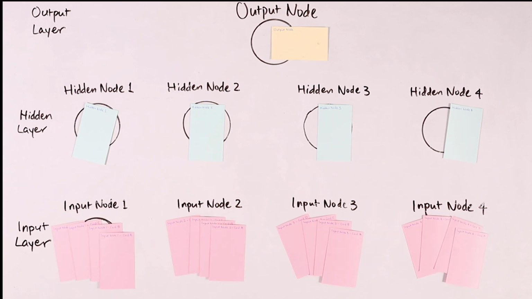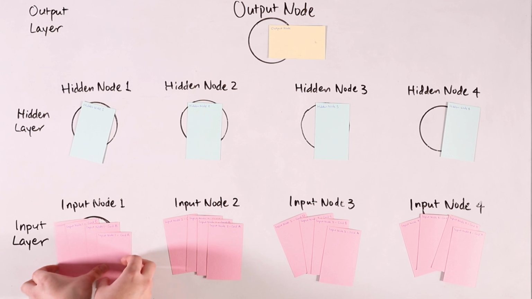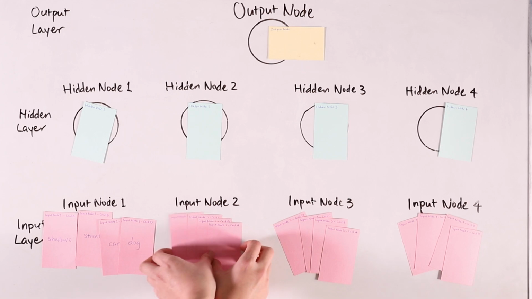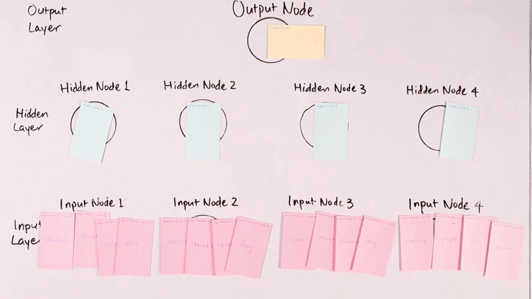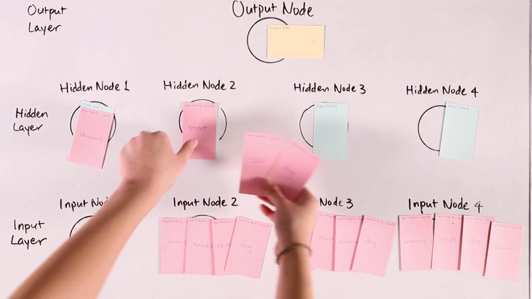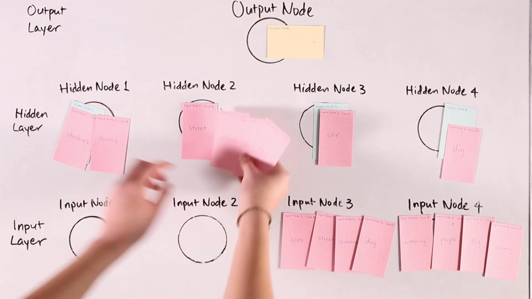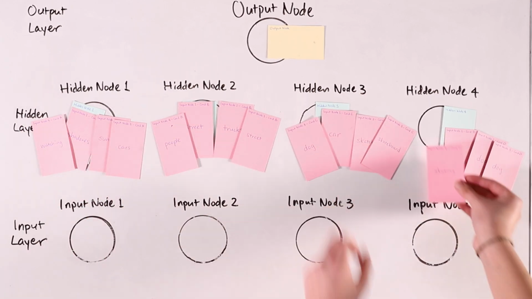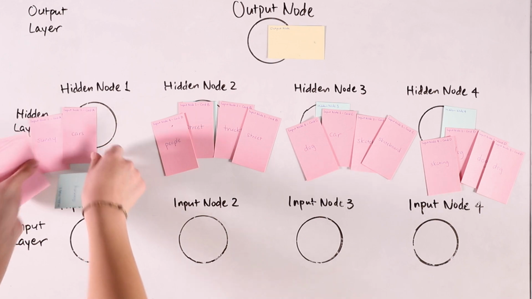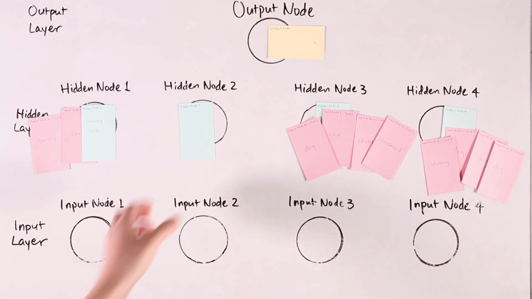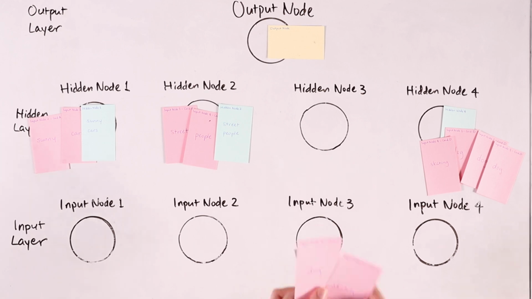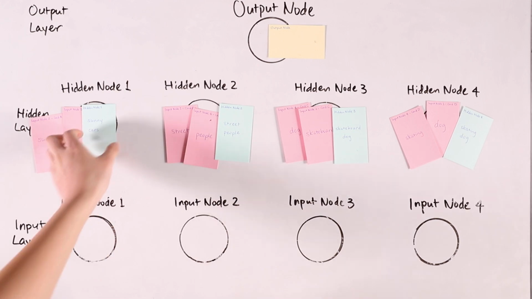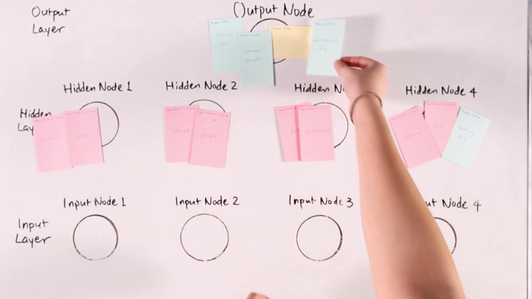Now, each input node, without communicating with any other node, writes down 1 word on each of their cards. The words can be same or different. Each input node then gives 1 card to each of the hidden nodes. The hidden nodes then choose 2 words to write on their card. The judgment here is what is important for the output node to know.